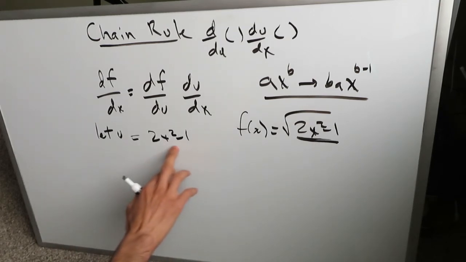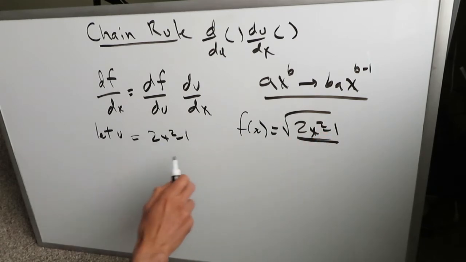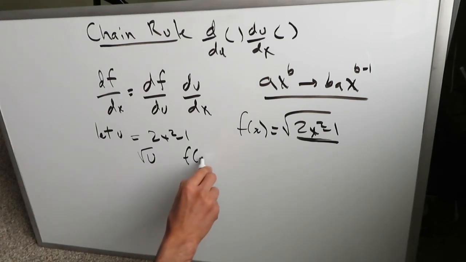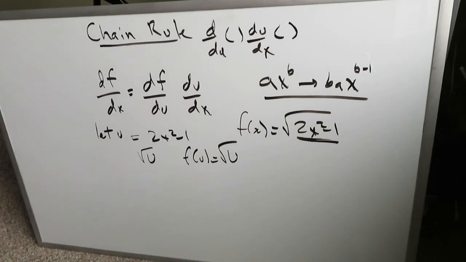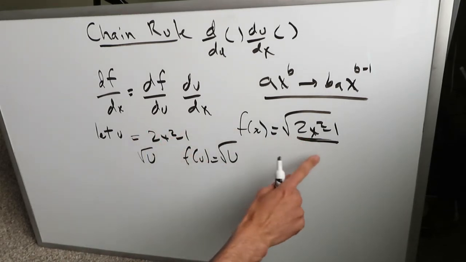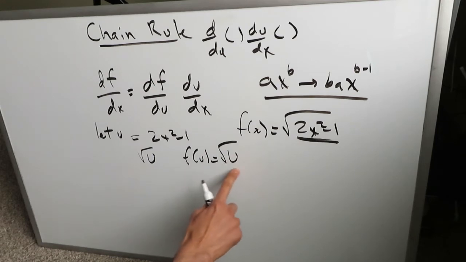If we did this substitution, then essentially you're looking at something which looks like this, right? Because the u is representing 2x squared minus 1. Then your function really is basically just the square root of u. By means of substitution, you simplified your composite function into something which looks like this.